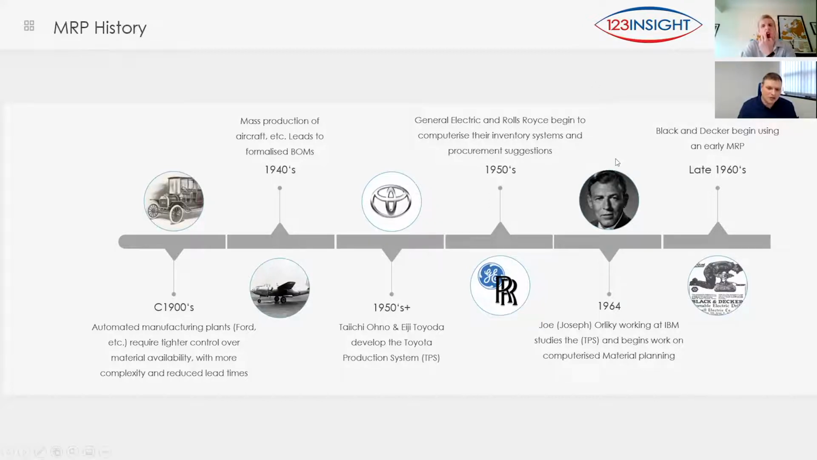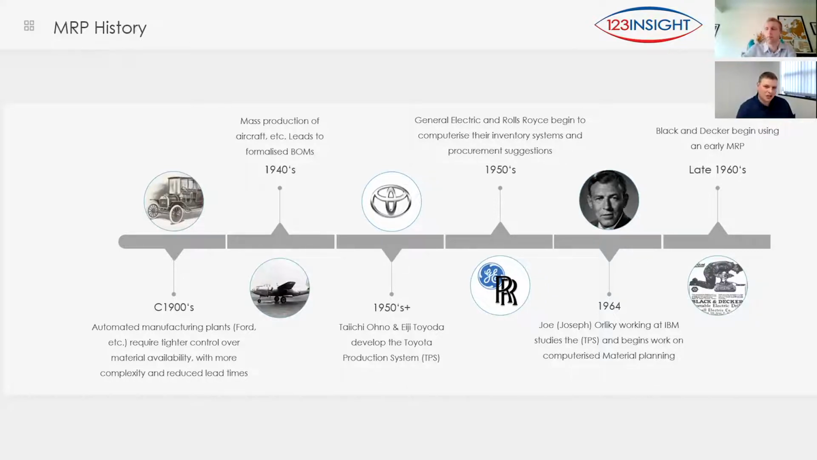Now, if we fast forward to 1964, you'll see on the timeline here, I should highlight these for you actually. There we go. So we have this chap here, Joe Orlicky, or Joseph Orlicky. Now he worked at IBM and he studied the Toyota Production System. He went and looked at what Toyota were doing and how they were making these cars more efficiently and to high quality compared to what others could do. And out of that, while he was working at IBM, he started to work on computerized material planning and processing.